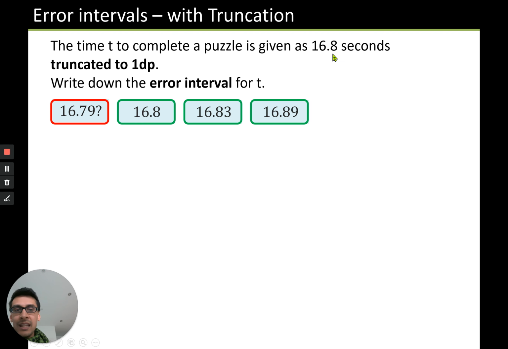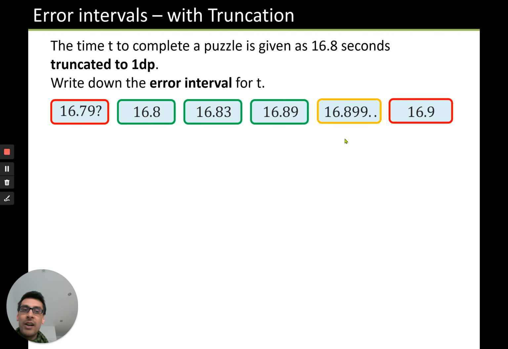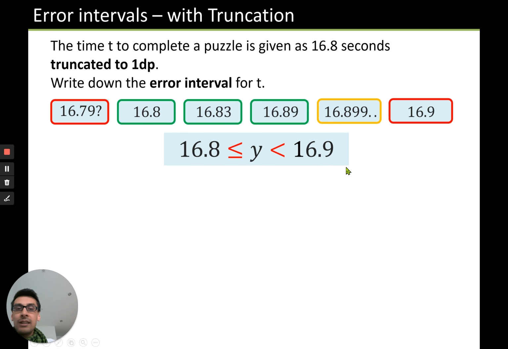Moving to the other end of this error interval, if you go all the way up to 16.89999 recurring, which is essentially the same as 16.9, you can therefore then find the upper bound. But it's obviously 16.9 is not included, so you can say the error interval is 16.8 up to, but not including 16.9.